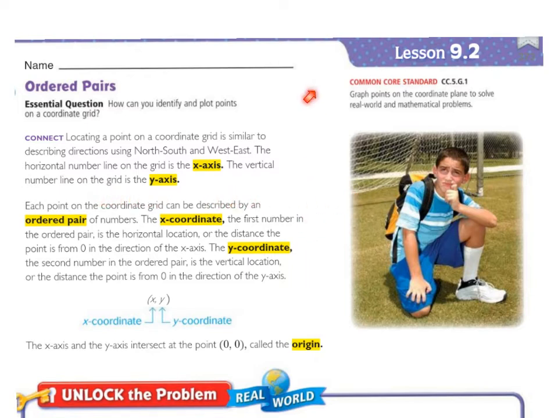So horizontal, vertical. Each point on the coordinate grid can be described by an ordered pair of numbers. The x-coordinate is the first number in the ordered pair. So that means you go this way first, right?